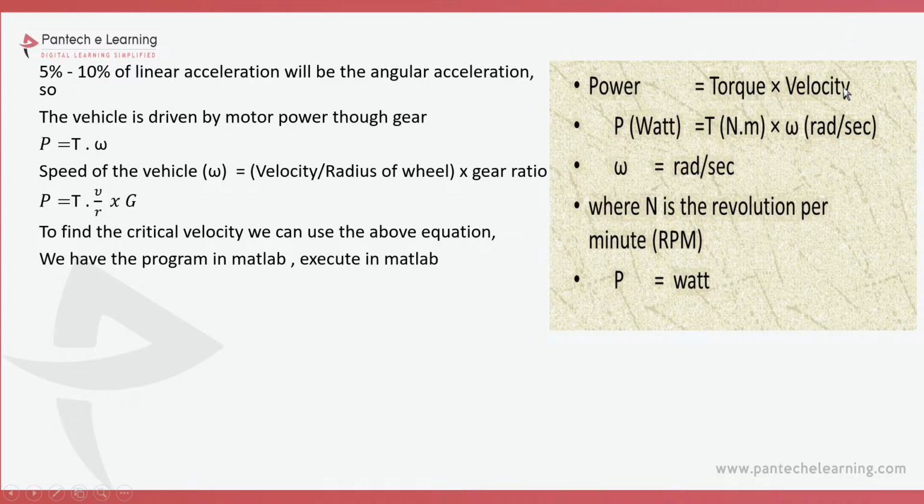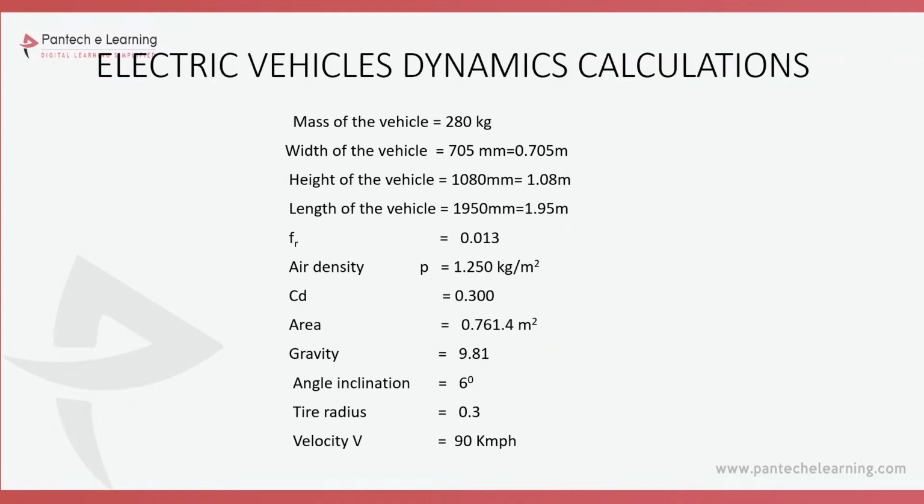Power equals torque into angular velocity. P is in watts, torque is in newton meter, and omega is in radian per second. Here n is the revolution per minute, RPM, so P in watts equals 2πnT/60. Okay, so this is the question.